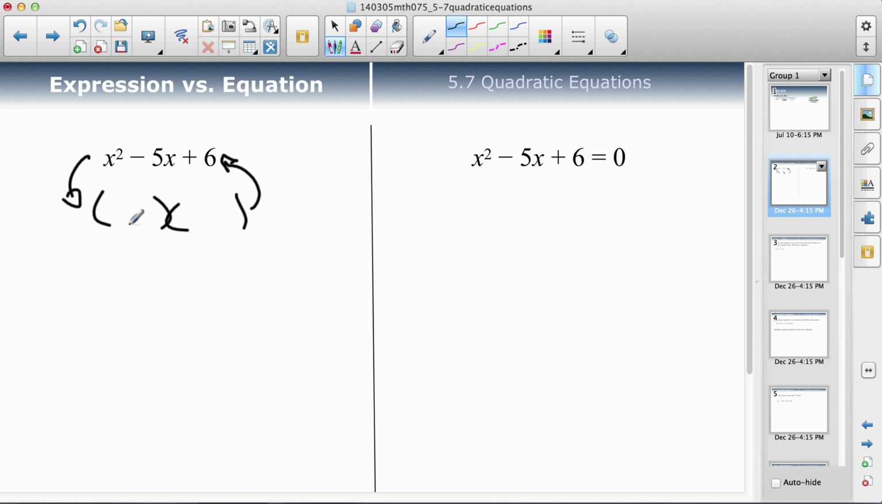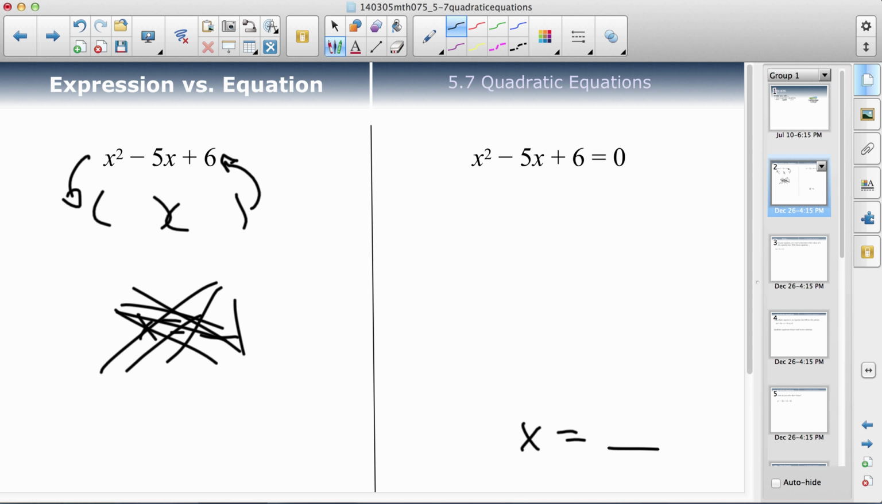With an expression you can rewrite it, but there's no x equals something. That's not something that you think about when you're looking at an expression. But if you have an equation, that's what you are wanting. I want to know x is equal to something.